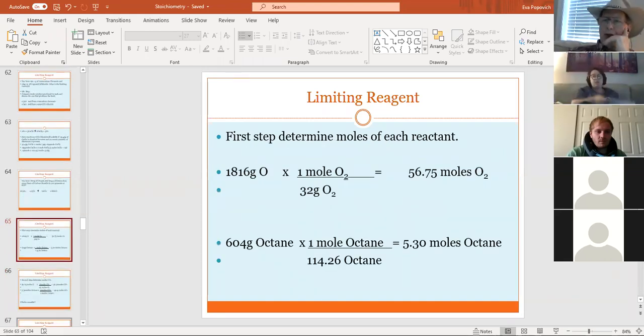So first step is to find the moles of both. I got 1,816 grams of oxygen. I multiply that by 1 mole of O2 over 32. Now, an important point I want to point out here for you. Do you remember what we used for oxygen in empirical formulas? What was the weight we used to make moles of oxygen in empirical formula problems? The atomic weight. We were using 16 because we needed to get the moles of the atoms.